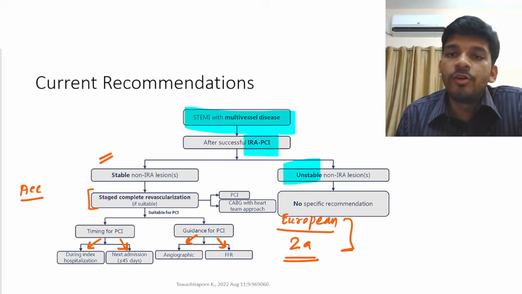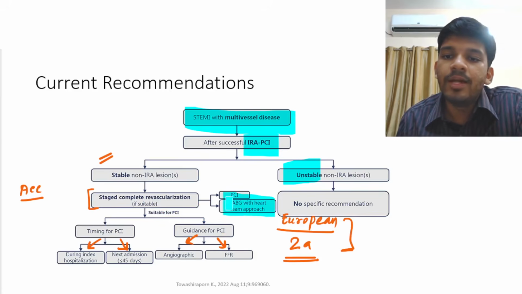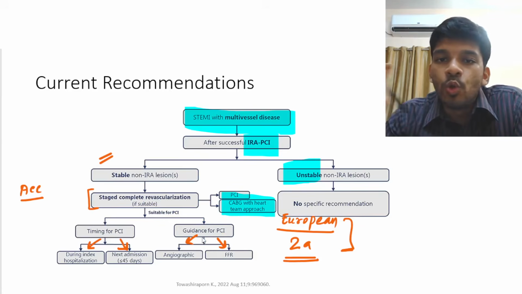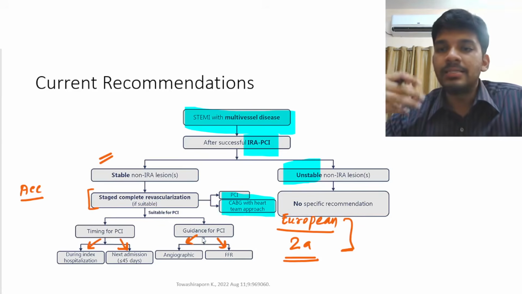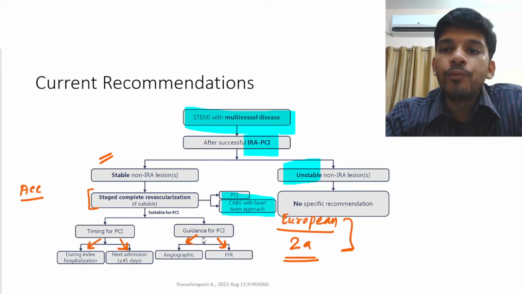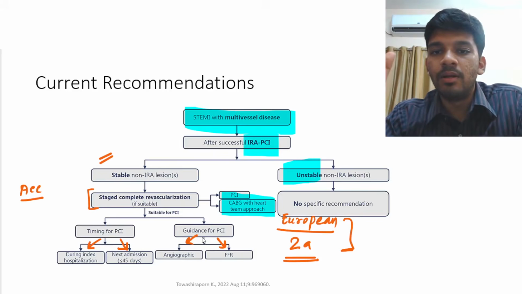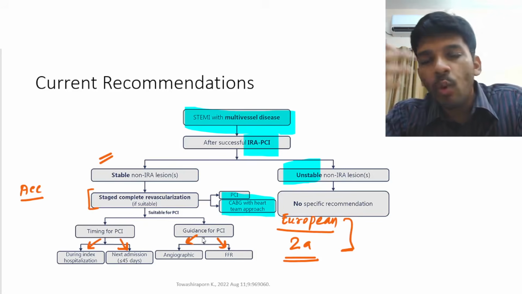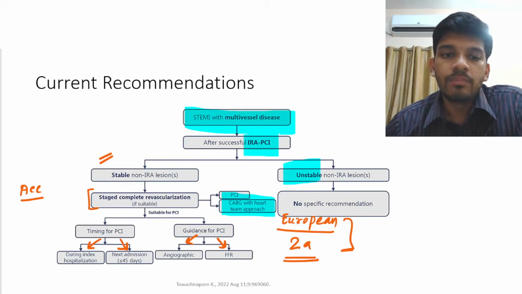If it is not suitable for PCI, multivessel disease can be managed with CABG. So, one important takeaway from here as an intern, as a postgraduate: whenever you see the words multivessel disease, do not jump to thinking that the management is CABG. You should know what the indications for CABG are and what lesions can be taken up with a percutaneous coronary intervention, because those are less morbid interventions.